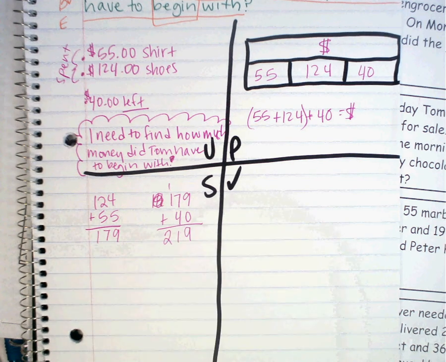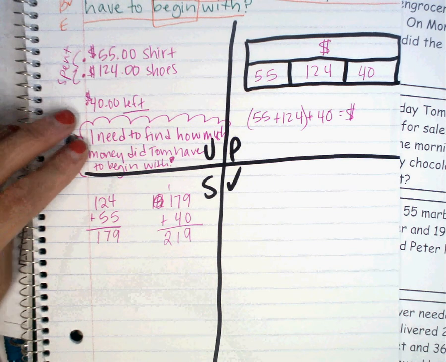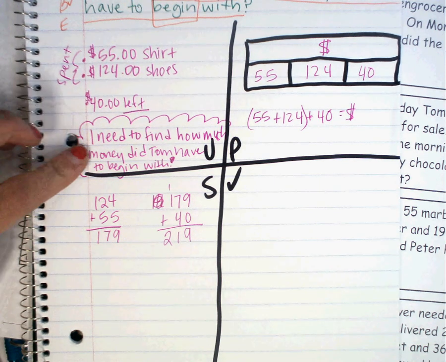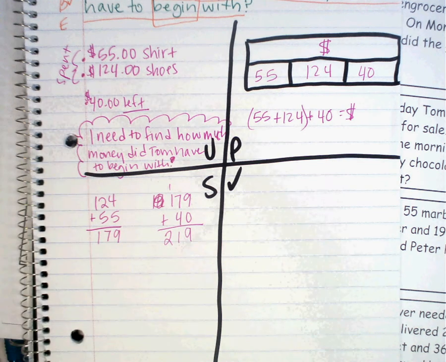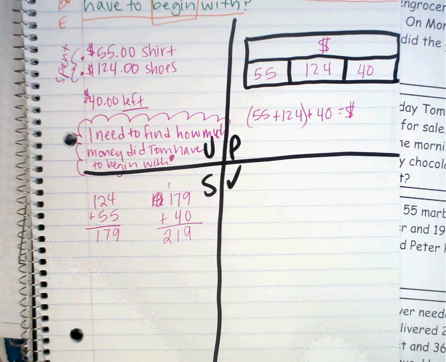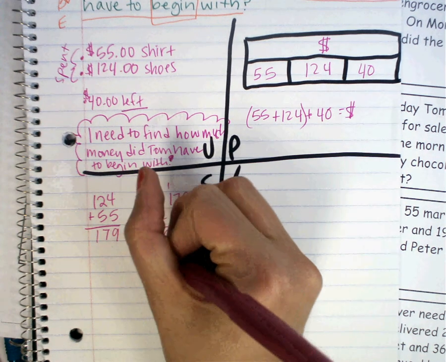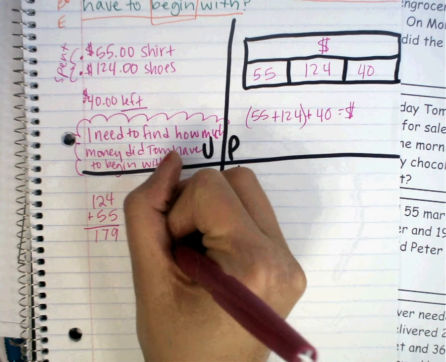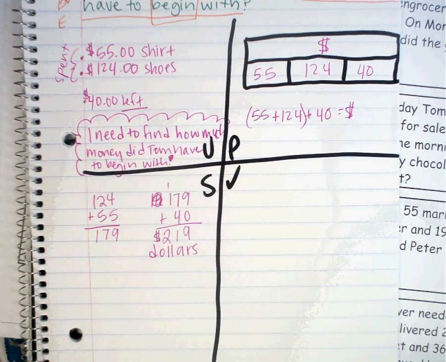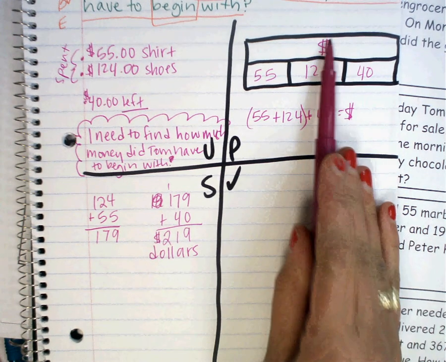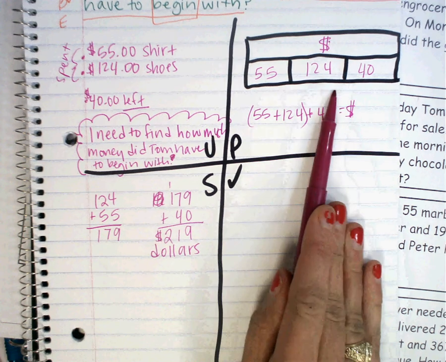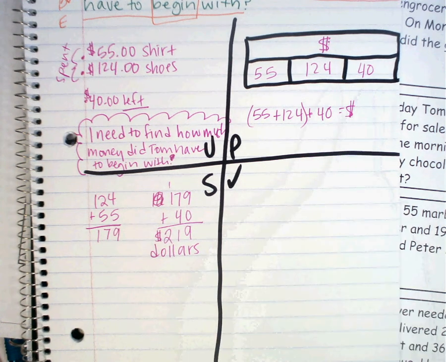So, what is the label that goes on this number? Look at what we're trying to find. Remember this. I need to find how much money. So do I say 219 money? No, that's not how we talk. I say 219 dollars, right? You could even put this little dollar sign right here. Okay? So that's what this would equal. So he started with $219. He spent 55, he spent 124, and this is what he would have left in his wallet. Okay?